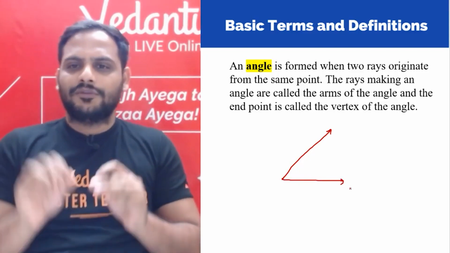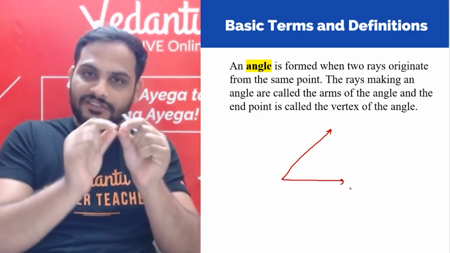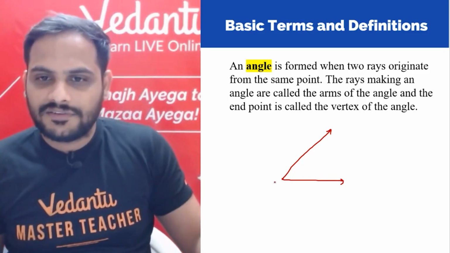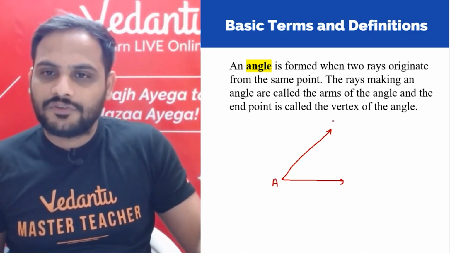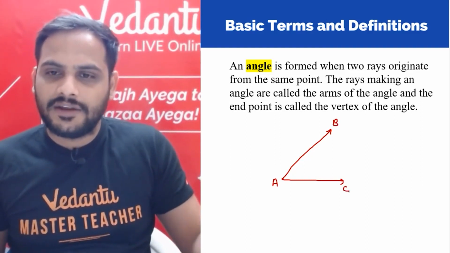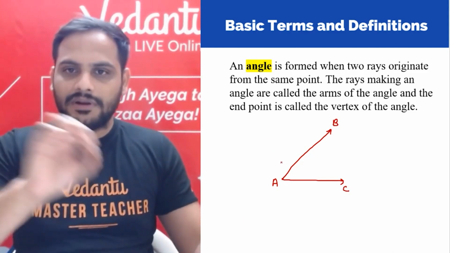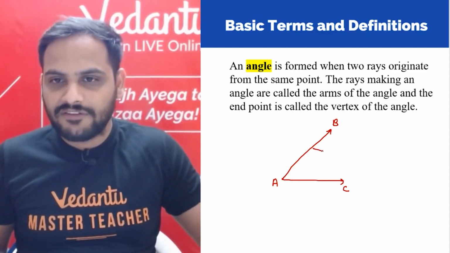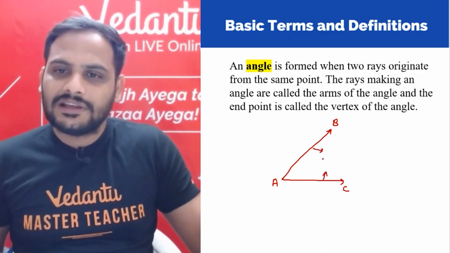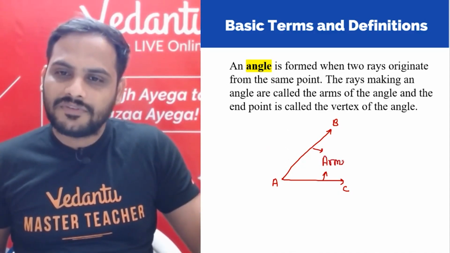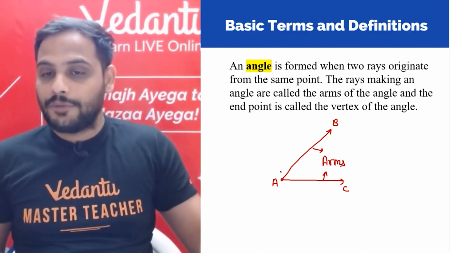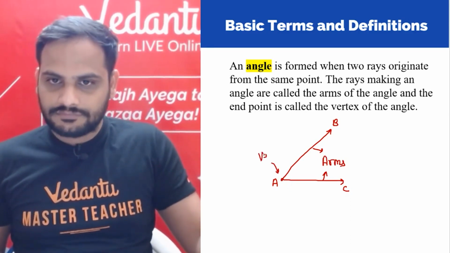From a point, two rays originate from the same point. Let's say this is the point A. From this, two rays have originated, B and C. Okay. Now how do we read that angle? So guys, remember these two rays which have emerged from a point, these rays are called arms and the common point is called vertex.